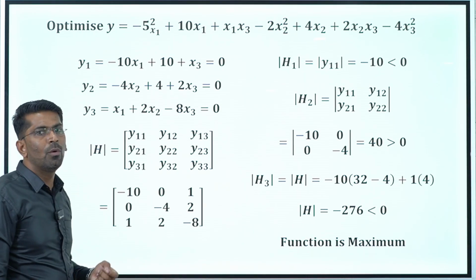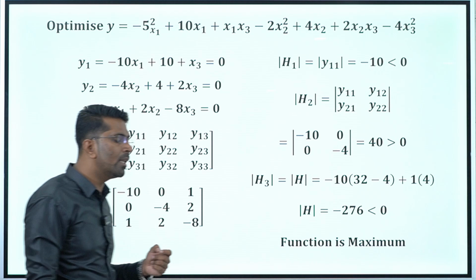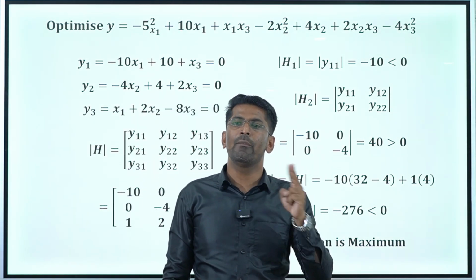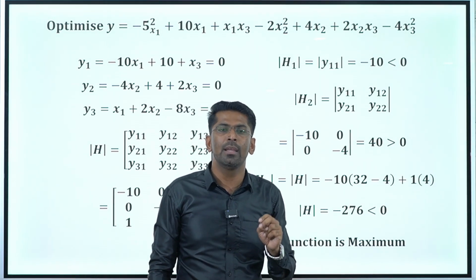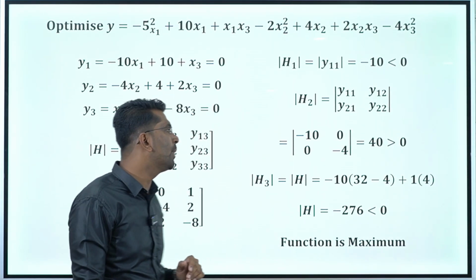So in this way, we can find the higher order Hessian. The higher order Hessian we mainly use when we have more than 2 independent variables. When we have only 2 independent variables, then we simply use the plain Hessian matrix or Hessian determinant.